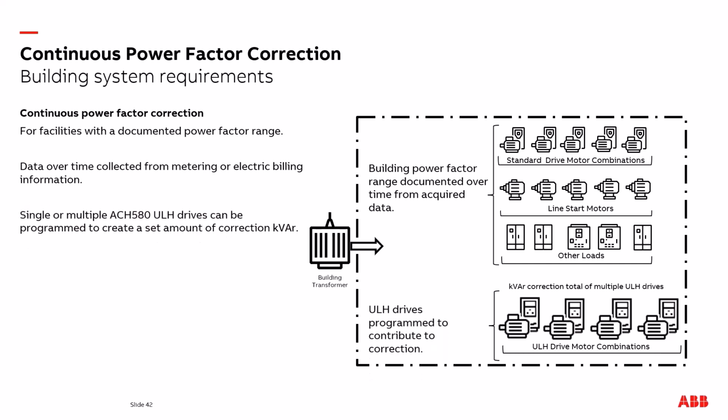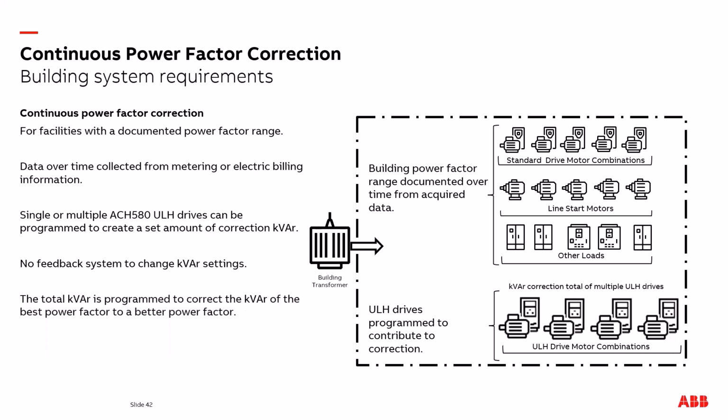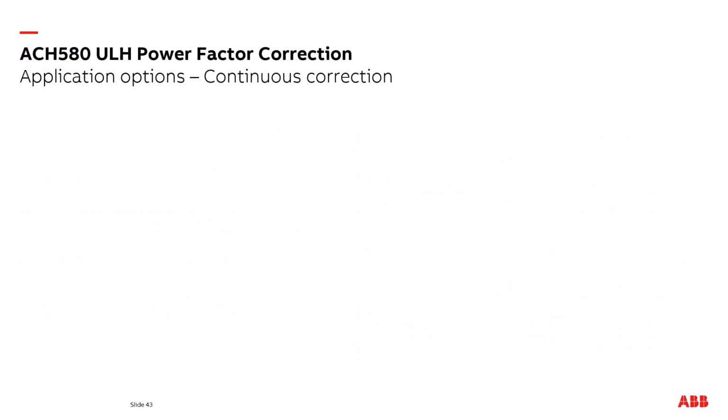A single or multiple ACH580 ULH drive or drives can be programmed to create a certain amount of kVAR to do power factor correction. No feedback to change the kVAR settings is built into the system. You'll program the drives for a certain amount of kVAR, and that's what the drives will do. The total kVAR programmed is to correct the kVAR of the best power factor to a better power factor rating. We'll go through this in a second. Let's take a look at an example now.